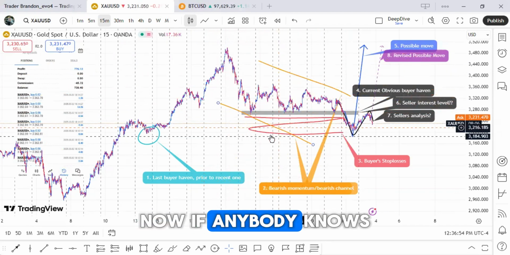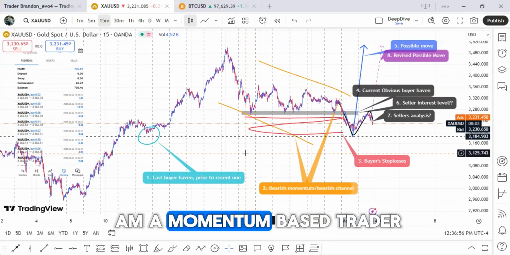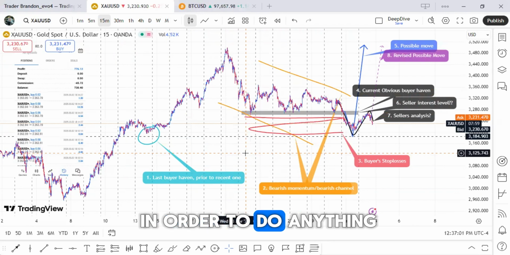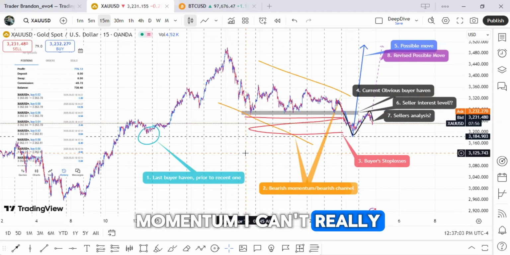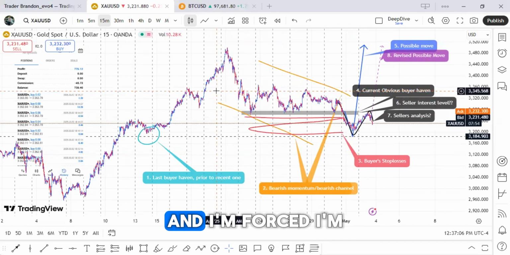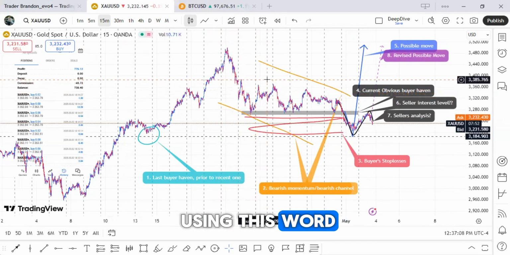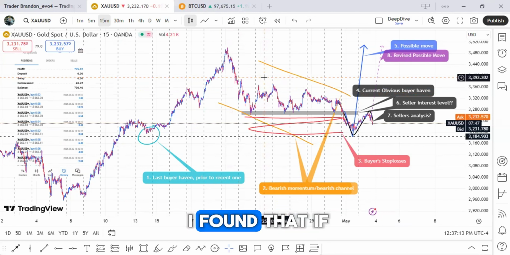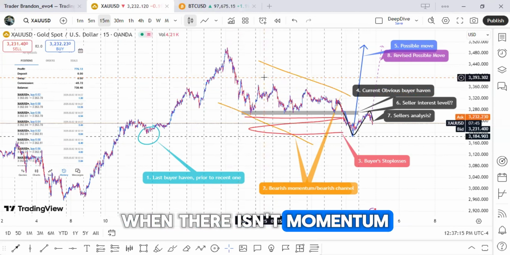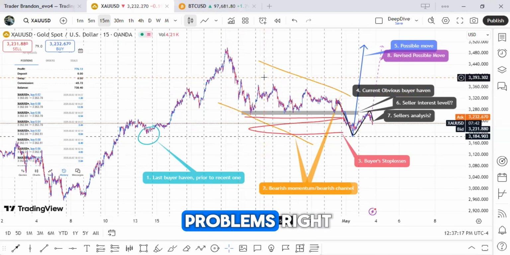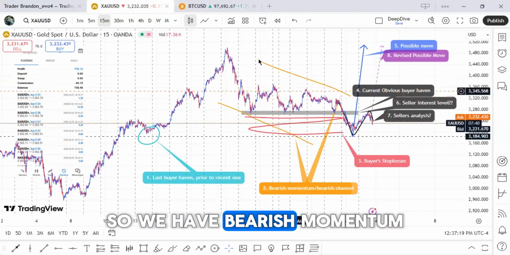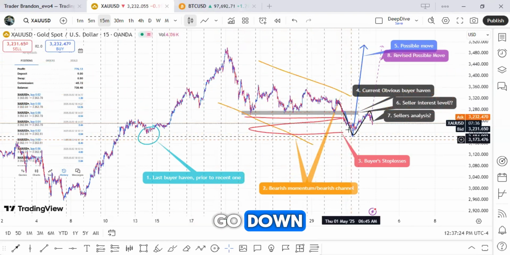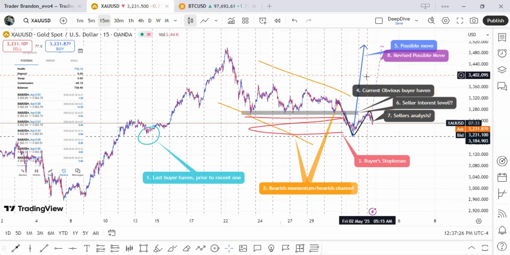Now, if anybody knows me, you know that I am a momentum-based trader. You know that I trade momentum and I need momentum in order to do anything. If I don't have momentum, I can't really trade, right? And I'm forced, I'm using this word, I'm forced to trade only when there's momentum because in my experience, I found that if I try to trade when there isn't momentum, we end up in problems, right? So we have bearish momentum, and the fact that it's bearish suggested that it would go down to do something, right? And we'll get to that.